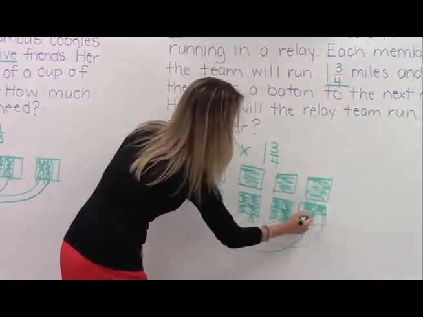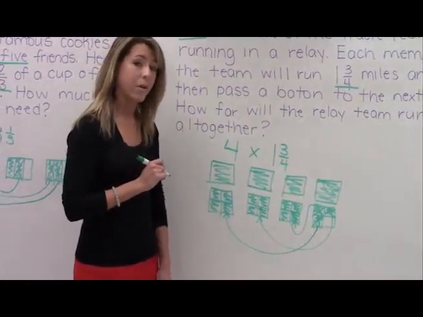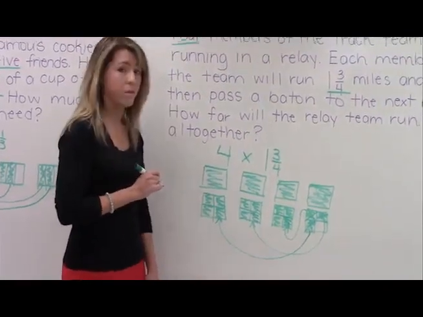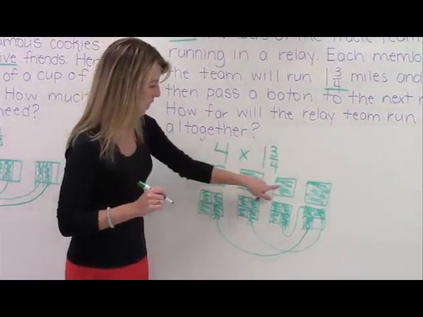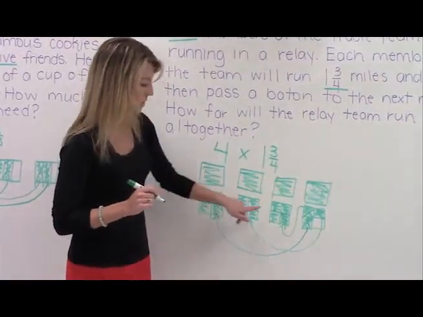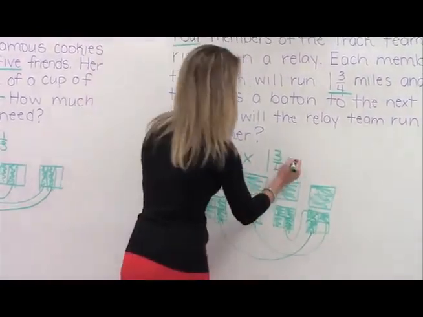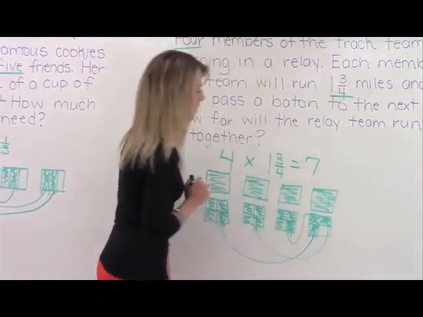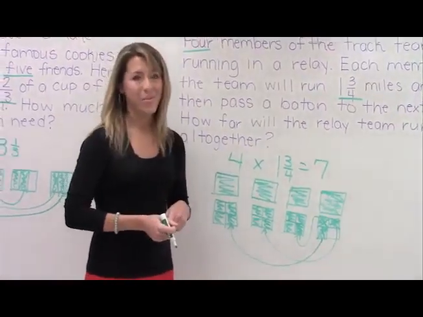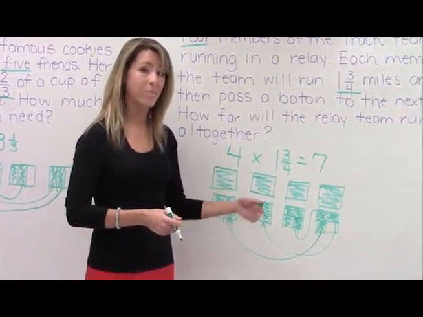Now that I've combined my fourths, I can see that the runners are going to be running 1, 2, 3, 4, 5, 6, 7 whole miles. I hope they've been training. This is how we use area models to help us multiply whole numbers by fractions.